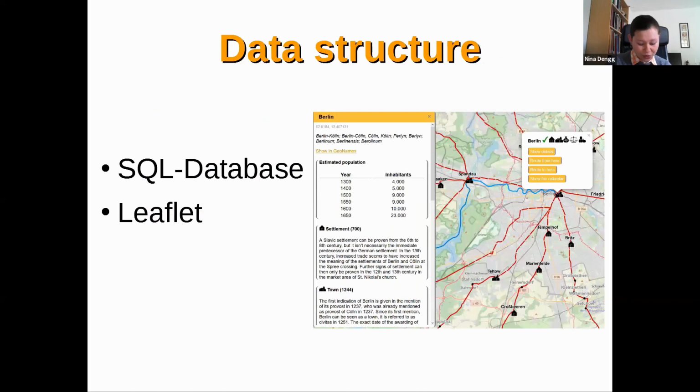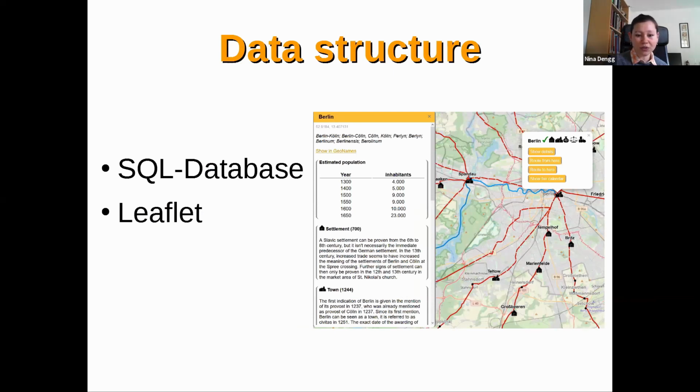A short word on the data structure for those who are interested. The data on nodes and edges was entered into an SQL database, and Leaflet was used to visualize the edges we had drawn in QGIS.